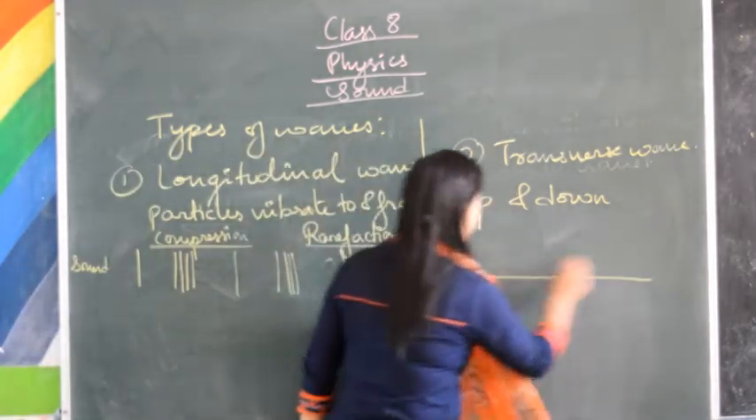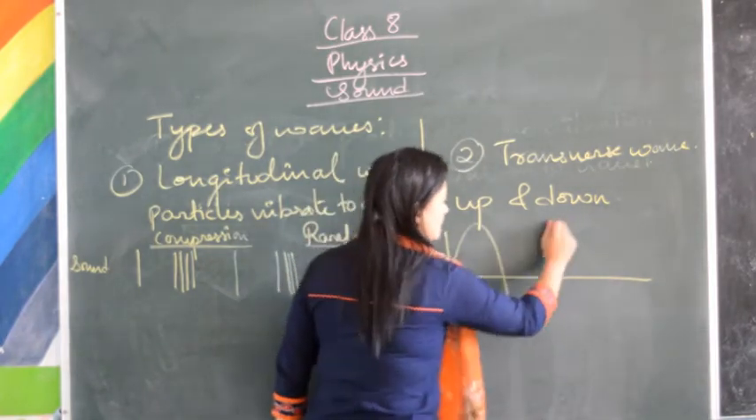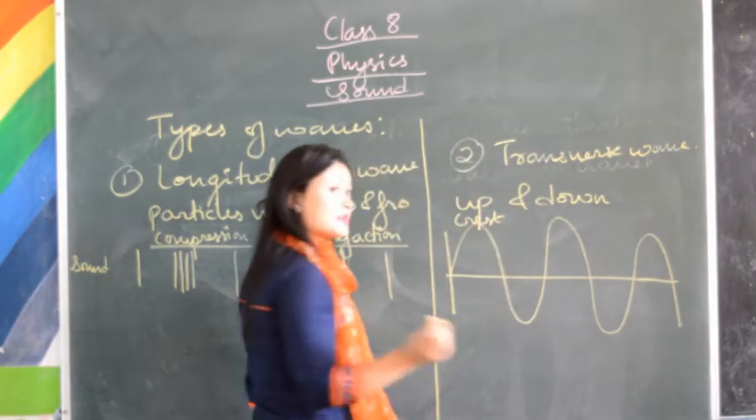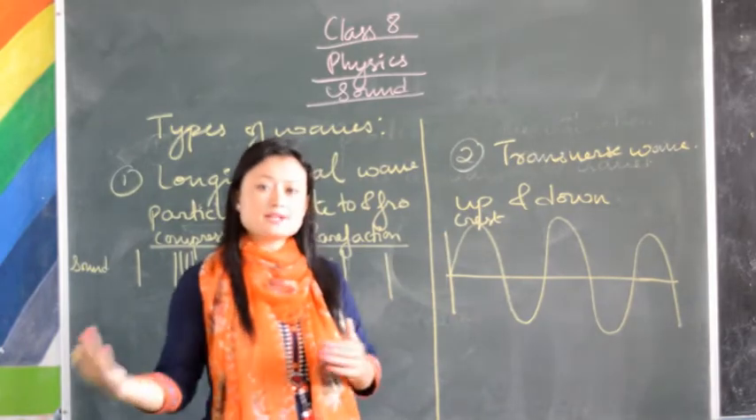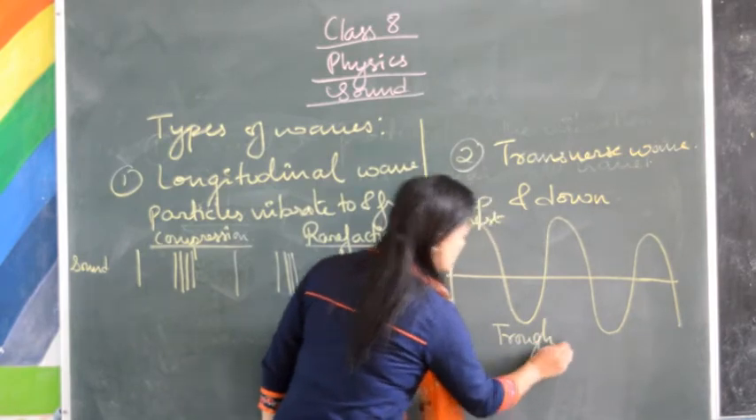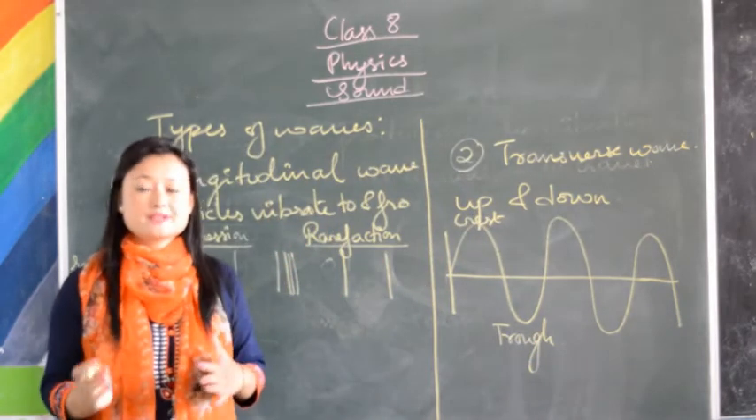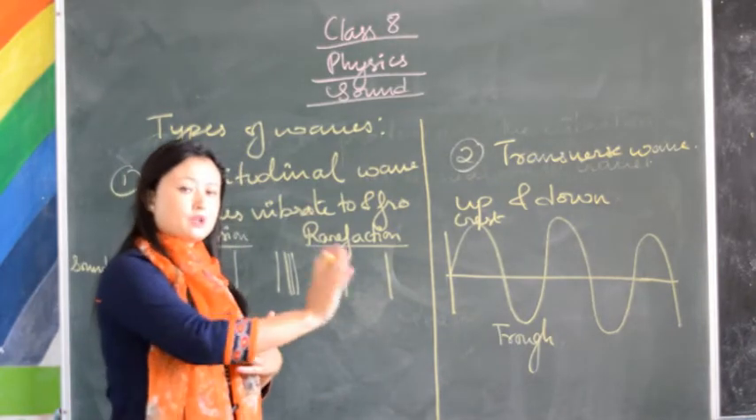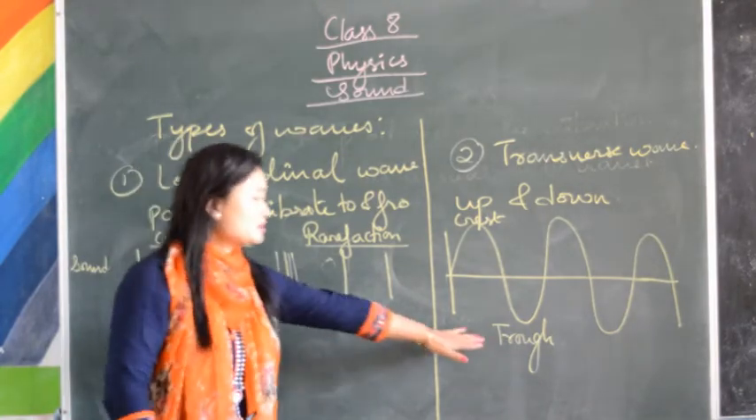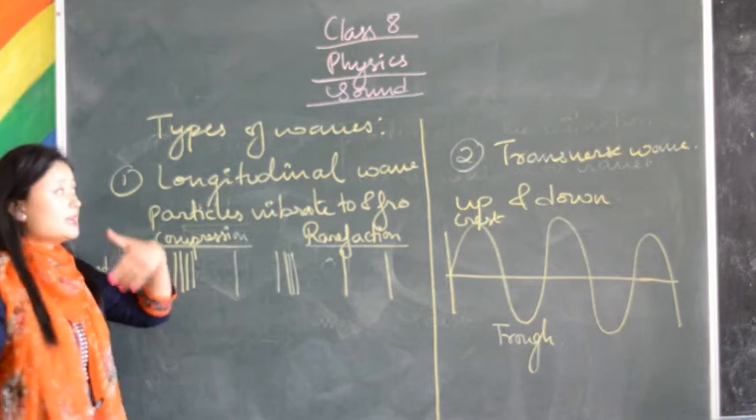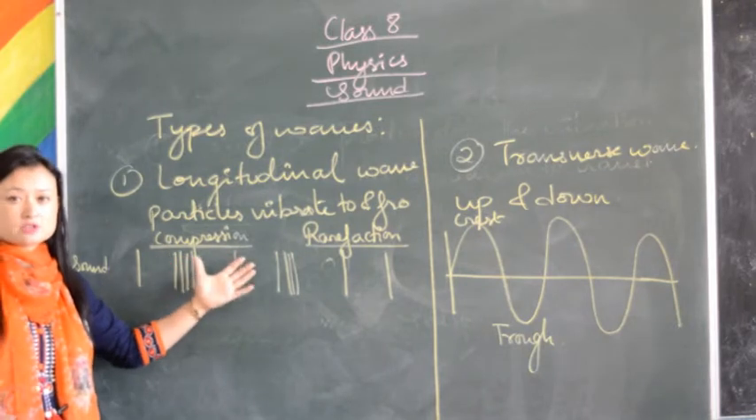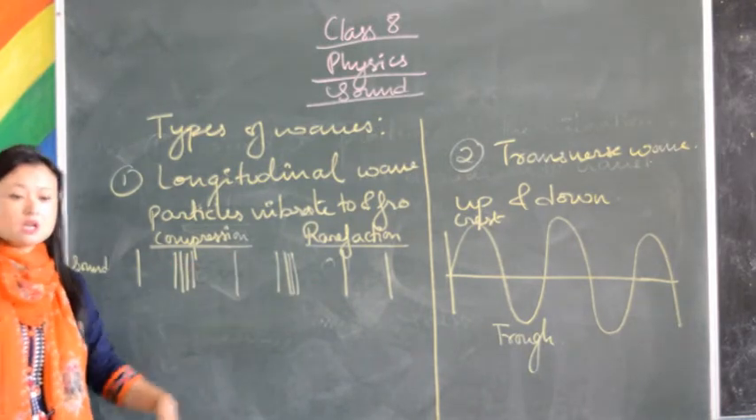Whereas the transverse wave, as I told you, moves up and down like the waves. So when the particles go up, we call it crest. And when it goes down, we call it trough. So the transverse wave comprises crest and trough. When it goes up, it's called crest. When it goes down, it is called trough. So crest and trough make a transverse wave, and a longitudinal wave comprises rarefaction and compression.